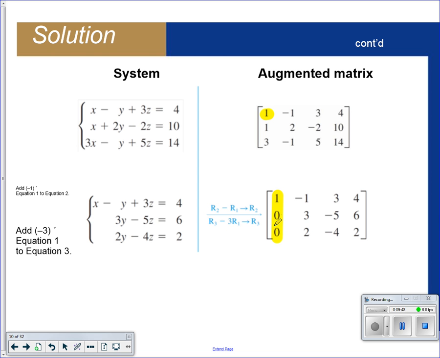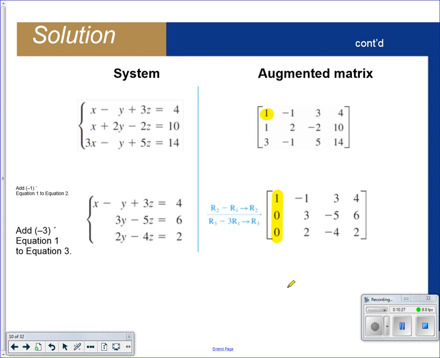In order to get the zeros below, we took row 2 and subtracted row 1, and that was our new row 2. I'm going to go over with you how that came to be. Row 2 minus row 1: 1 minus 1 is 0, so that's our 0 here. 2 minus negative 1 is 3. Negative 2 minus 3 is negative 5, and 10 minus 4 is 6. So that was one step.